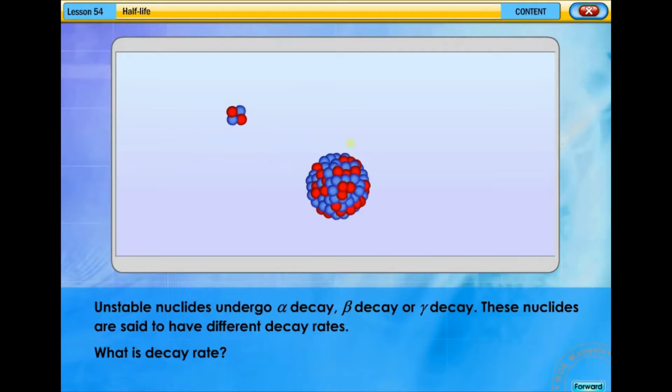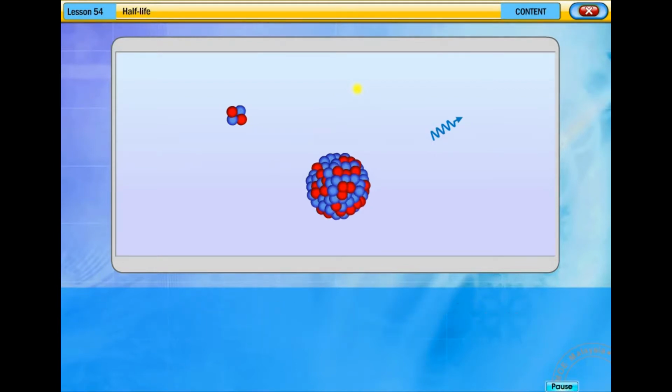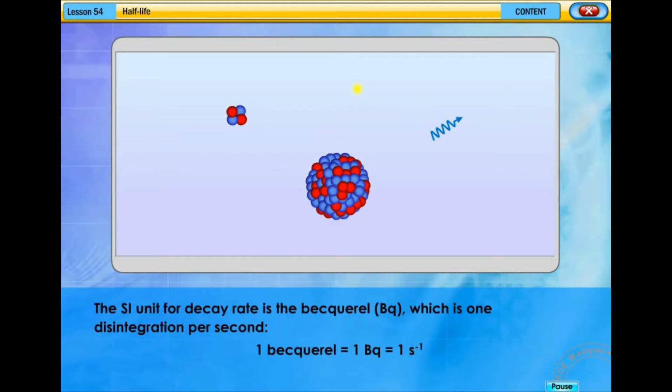What is decay rate? Decay rate is the number of disintegrations per second. The decay rate is also known as the activity or reactivity of a radioactive substance. The SI unit for decay rate is the becquerel, which is 1 disintegration per second.